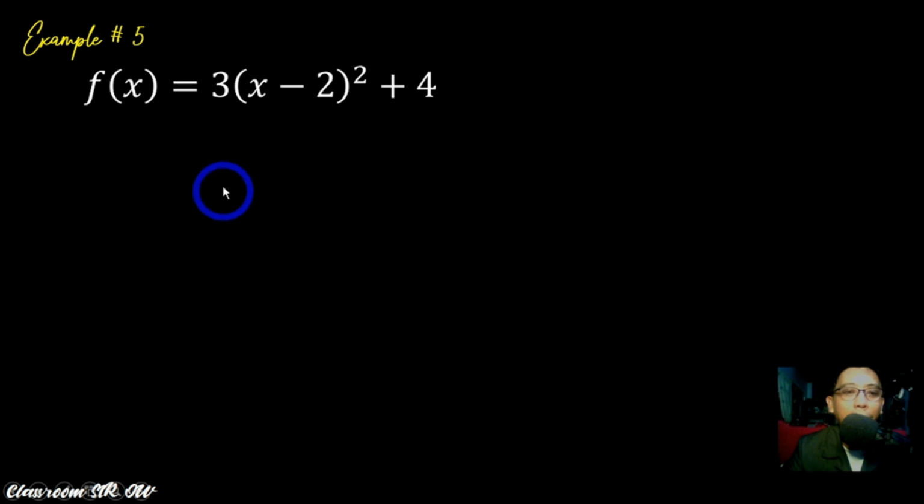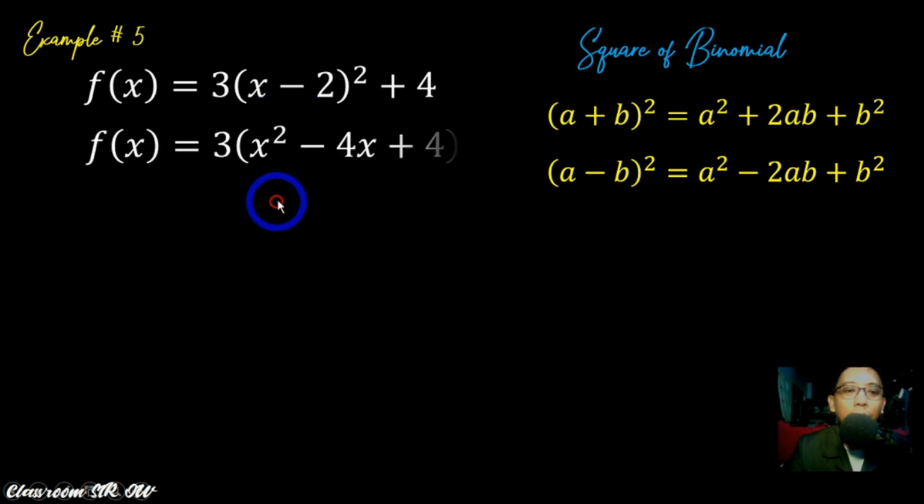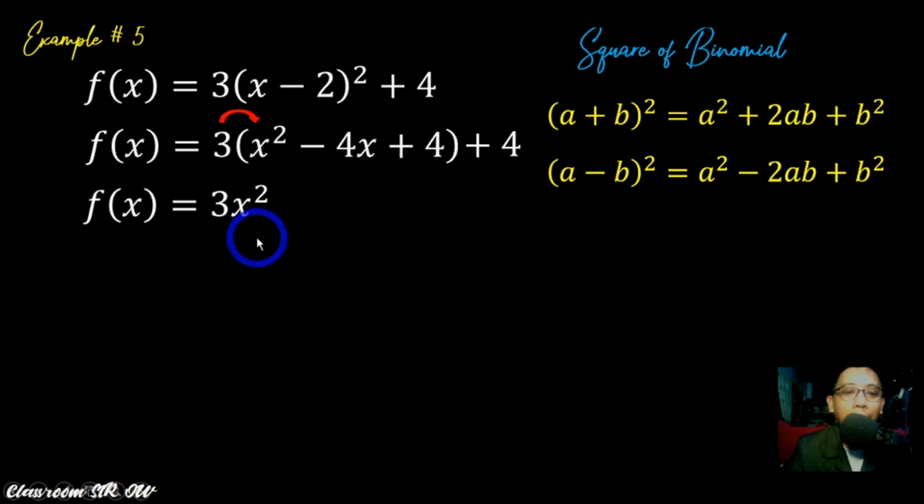Example number 5. So f of x is equal to 3 times x minus 2, open and close quantity raised to the power of 2 plus 4. So we will now expand this, of course, using our square of a binomial. So we will use the second one because this is subtraction. So expanding that one, we have 3 times x squared minus 4x plus 4, copy plus 4. So distributing now 3 to each term inside the parentheses. So we will distribute 3 times x squared. Of course, that will give us 3x squared.